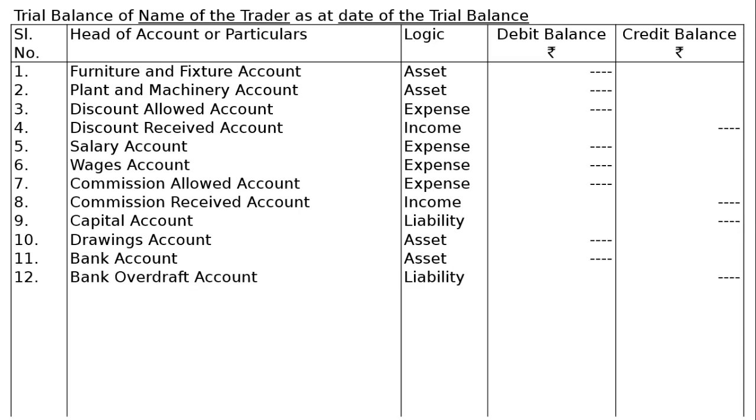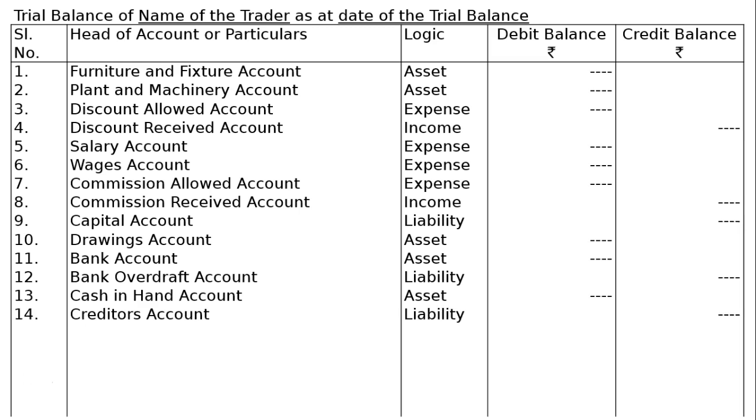And in the 12th it is bank overdraft account. Overdraft is a liability, it is a credit balance, and that is why it is shown in the credit column. 13th is cash in hand account, it is an asset, hence it is debited. 14th is creditors account. Creditors is a liability, it is a credit balance.